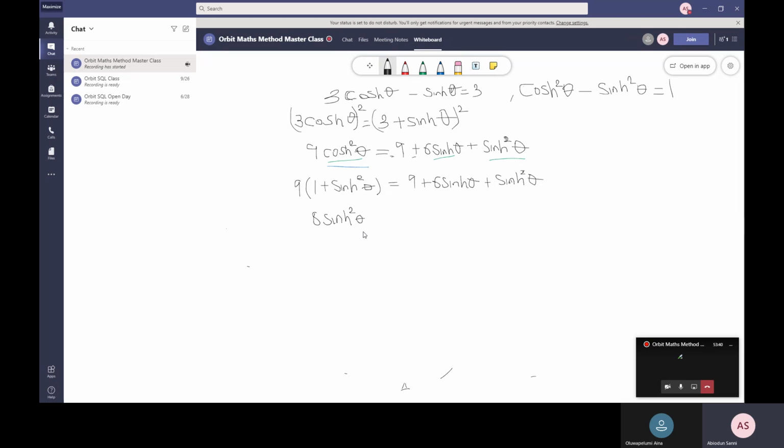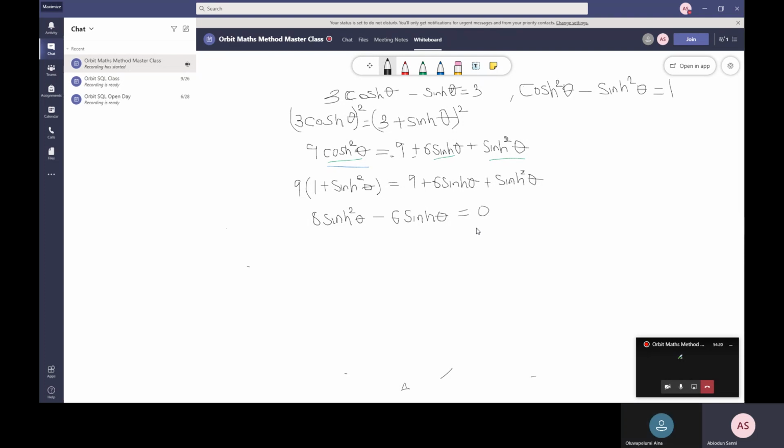So 8 sin squared theta now will be equal to, not equal to. By the time I take 6 sin theta to the other side, I have minus 6 sin theta. Then I have 9. By the time I take 9 to the other side, I have 9 minus 9, which is 0. So I have this equal to 0. Right? Yes. Okay. All right.